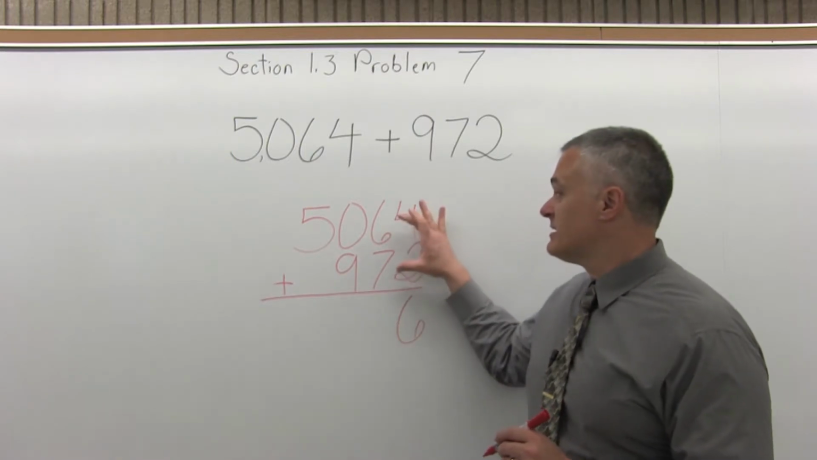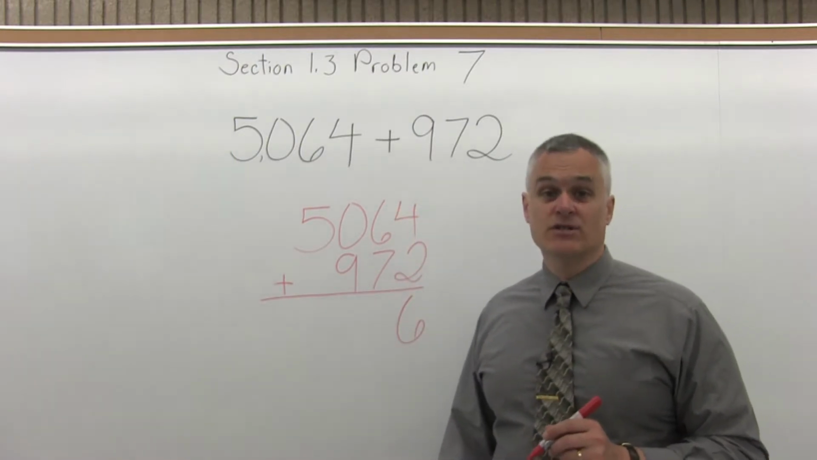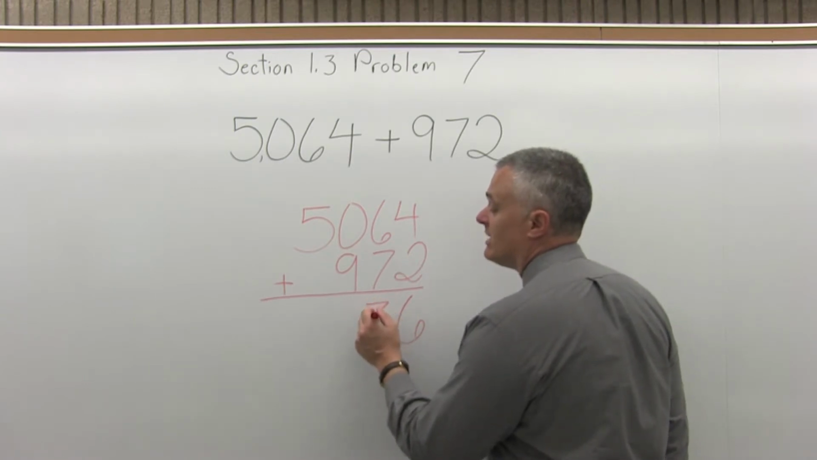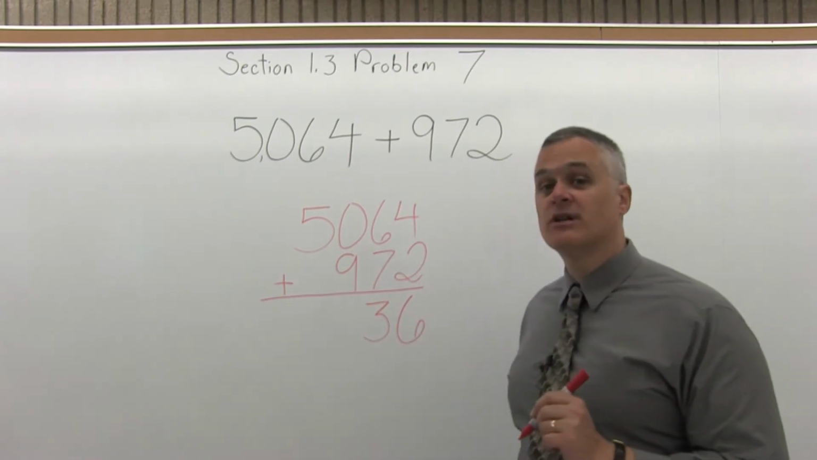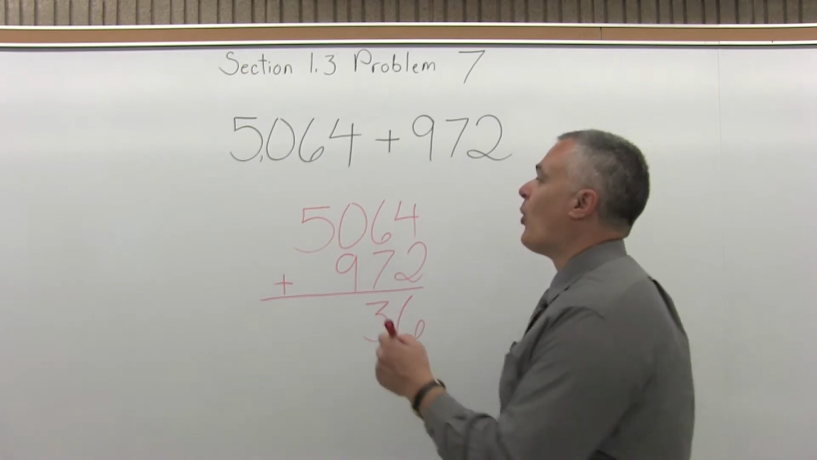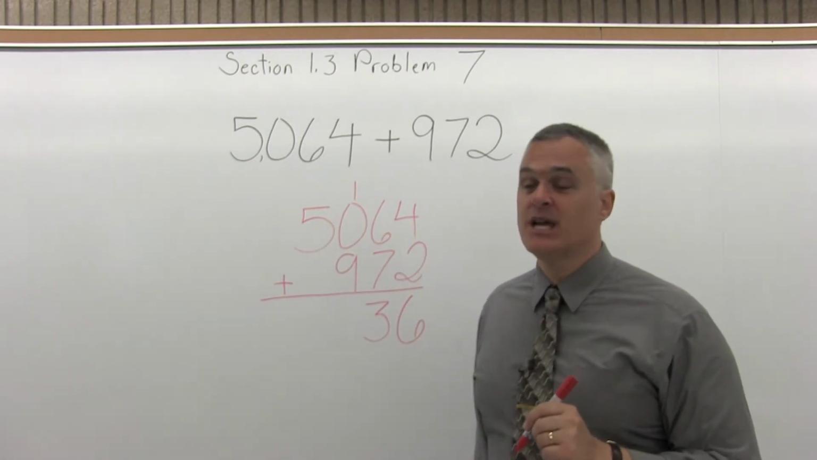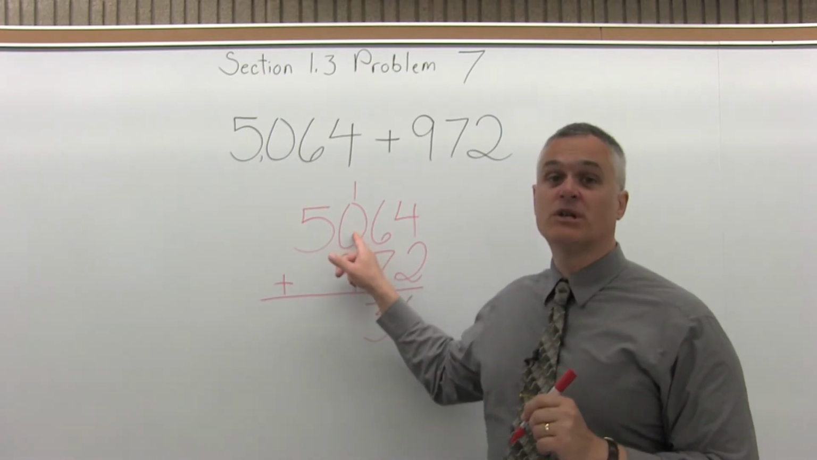The next column has the digits 6 and 7. So I will add 6 plus 7, get a result of 13. Now for 13, I put the 3 from the 13 under that column of digits, carry the 1 from the 13 to the top of the next column of digits, and then add 1 plus 0 plus 9.